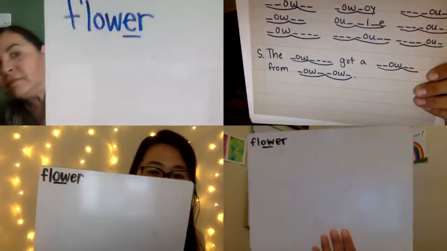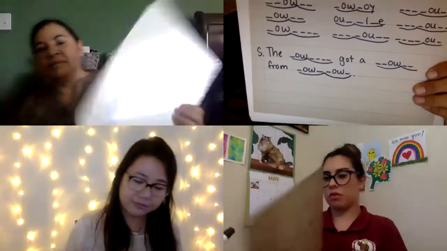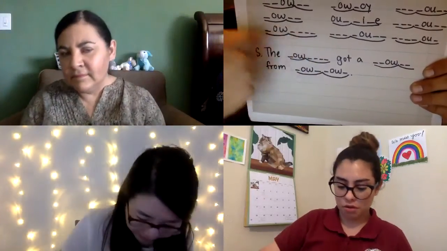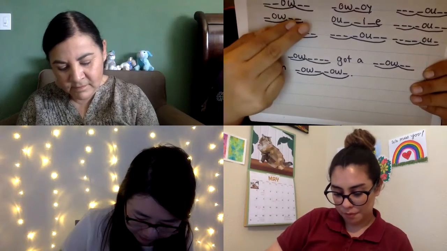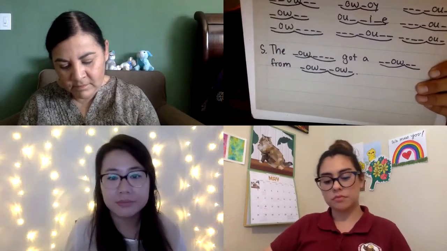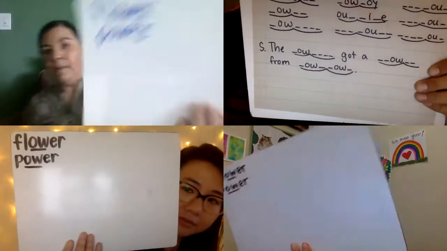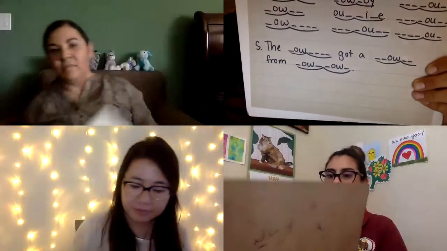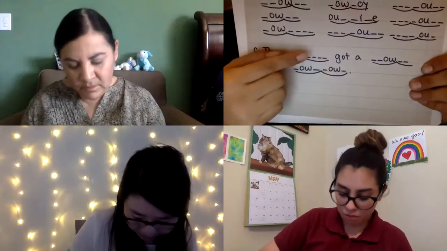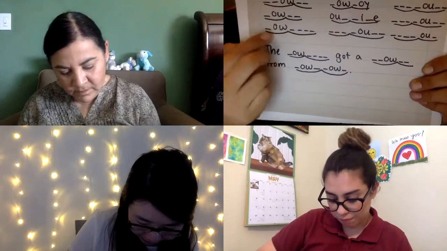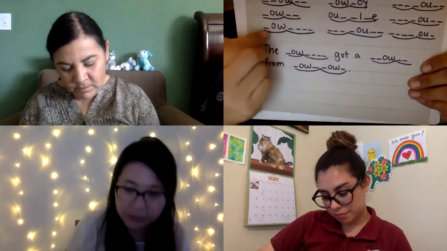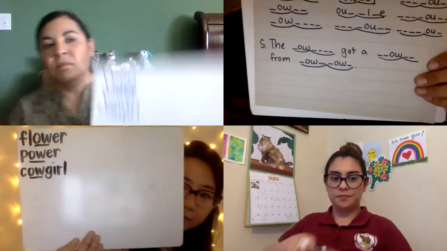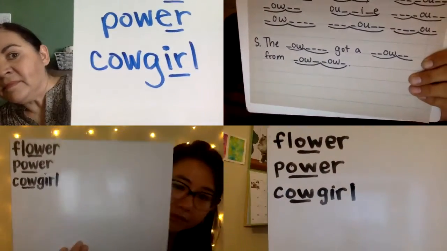Flower. Awesome sauce. Keep it up. Ready? Next word. Power. What's the word? Power. Pow, ow. Power. Go ahead, teachers. Yes. Good job. Keep it up. Next word. Cowgirl. What is it? Cowgirl. Cow. Go ahead. Yes. Our control vowel spelled I-R.